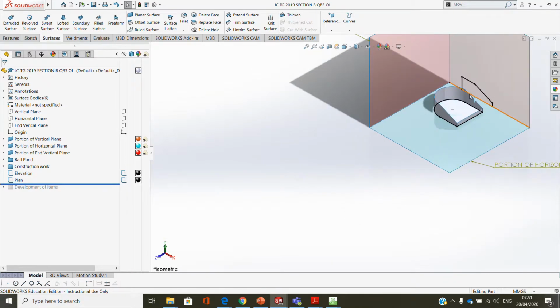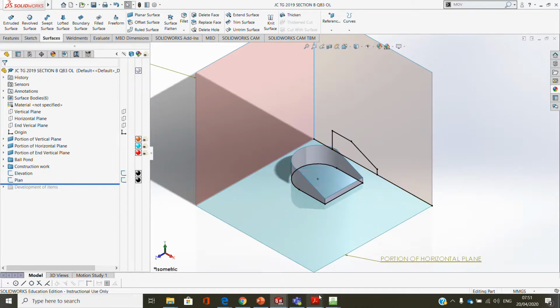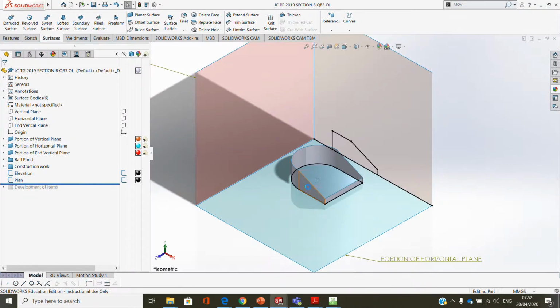Welcome to 2019 Section B Ordinary Level Technical Graphics, now on question B3. We've got a ball pond here. We'll bring up the question. We have to draw an elevation in the direction of arrow A and a plan view projected from the elevation. So what are those views? An elevation looking in from arrow A.